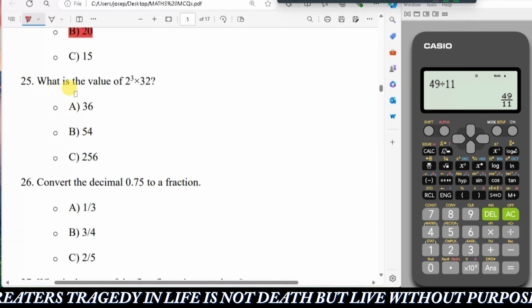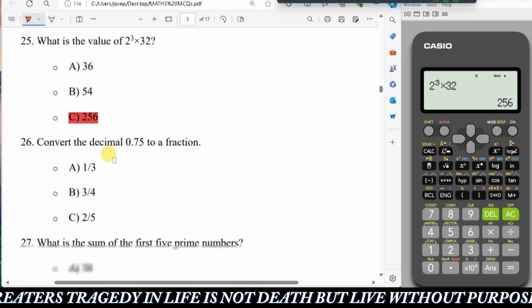Alright. Now, what is the value of 2 cubed times 32? What you can do is just key it in the calculator. You have 2 cubed times 32, and that is 256. 2 cubed is 8, and 8 times 32 is 256. So the correct answer here is C.